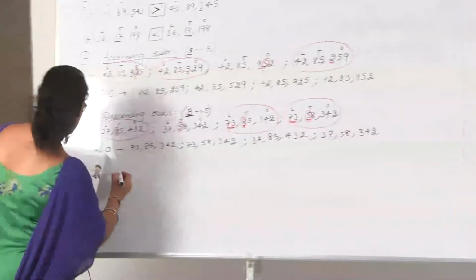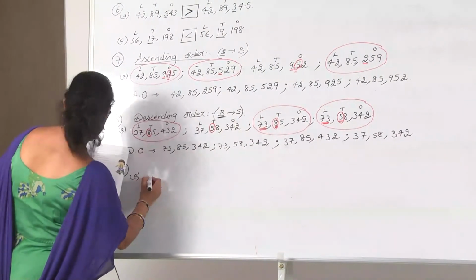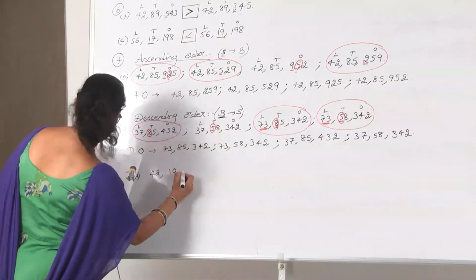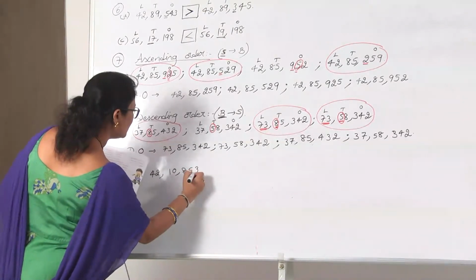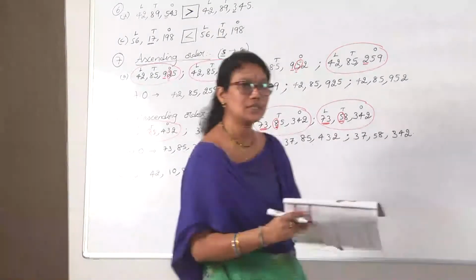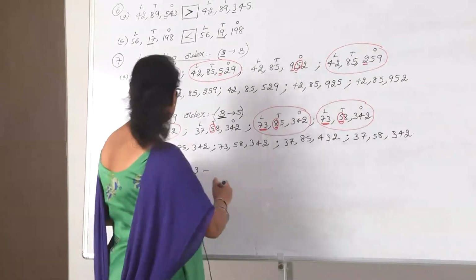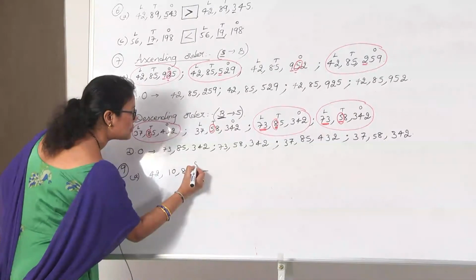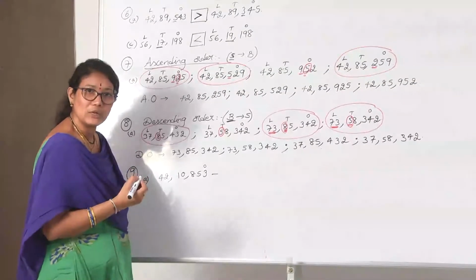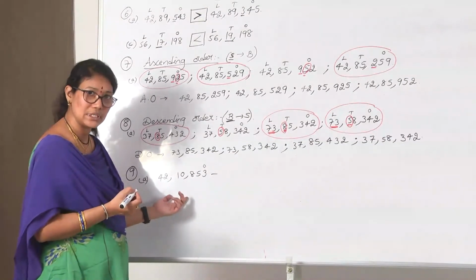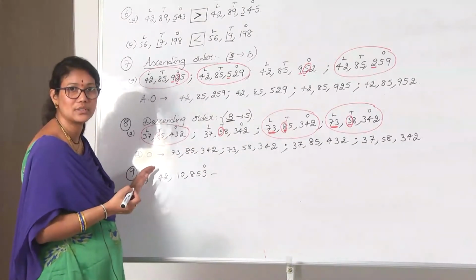Writing the expanded form of the given numbers. A, 42,10,853. Right? Now, yes, let us see first for this given number, and it is asked to write the expanded form of this number. First let us write the places of this given number.